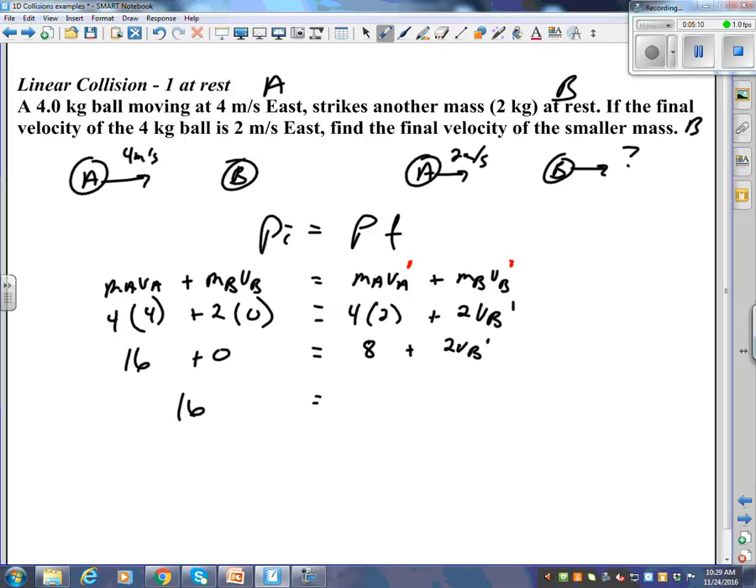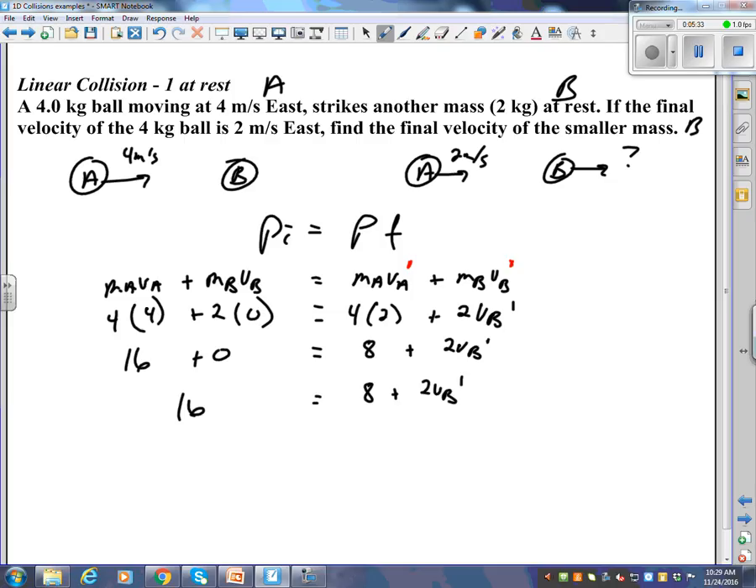The little prime thing, Joel, means after the collision. It's a way of denoting that this is the velocity after the collision, because this VA and this VA are different. It's just a little apostrophe, that's all it is. So now I got 16 is equal to 8 plus 2 VB prime, and we call it prime.